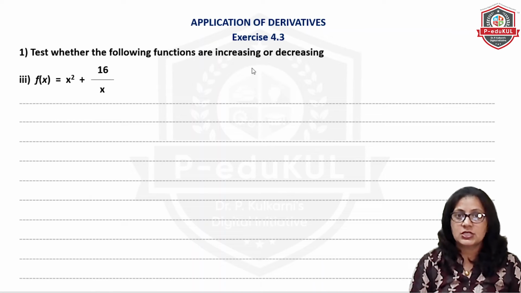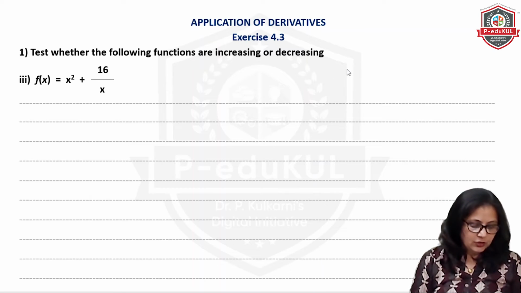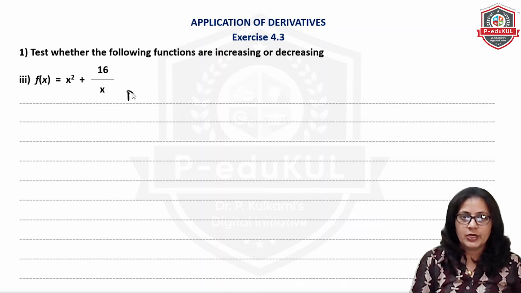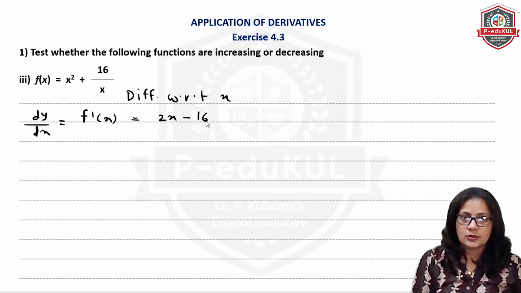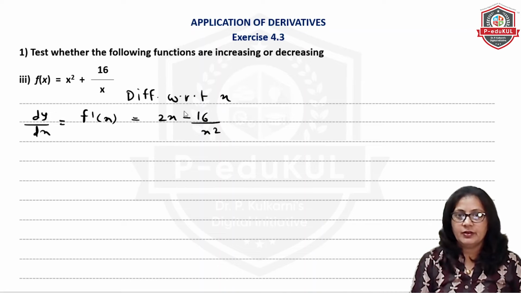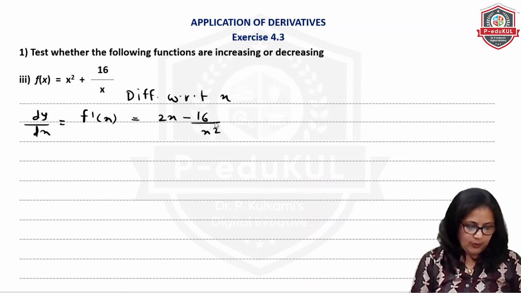Test whether the function is increasing or decreasing. So now this is again we will do it: x square plus 16 by x. So as usual, differentiate with respect to x. So dy by dx, that is nothing but f dash x, will be 2x minus 16 upon x square. The derivative of 1 upon x is minus 1 upon x square. So this will come out.